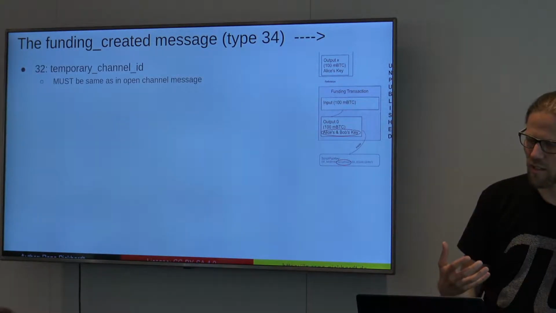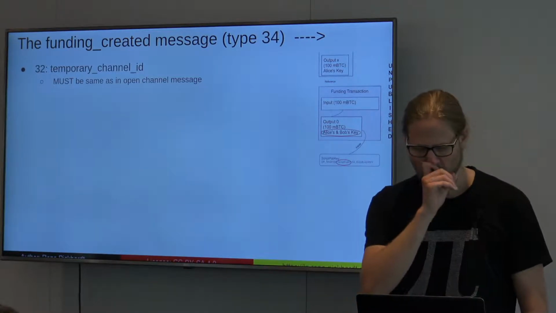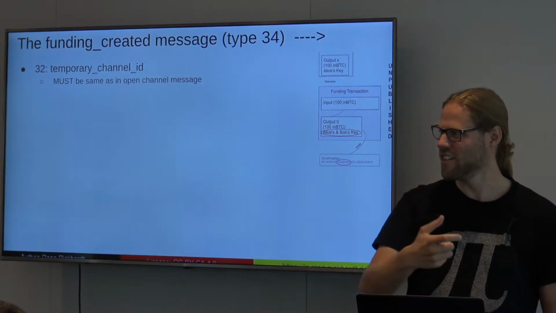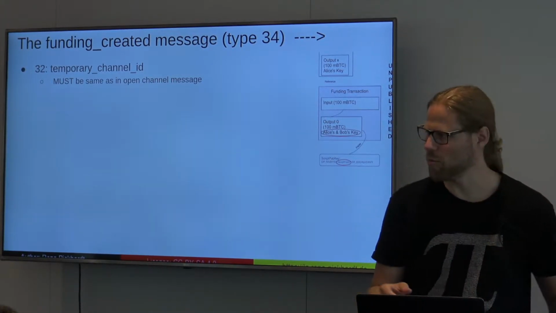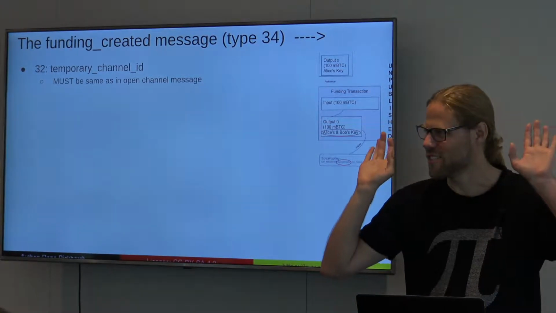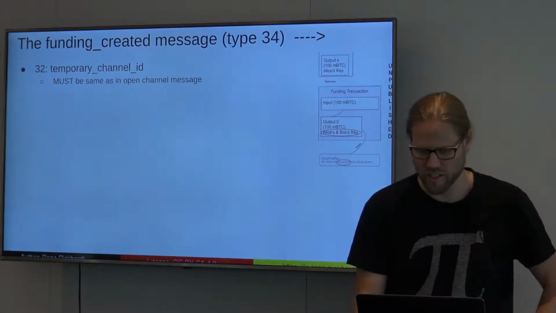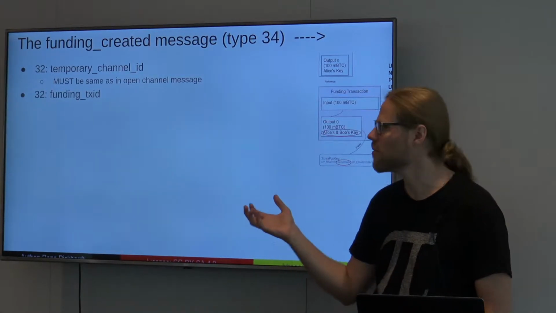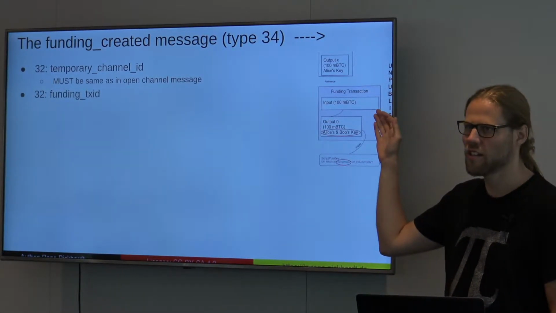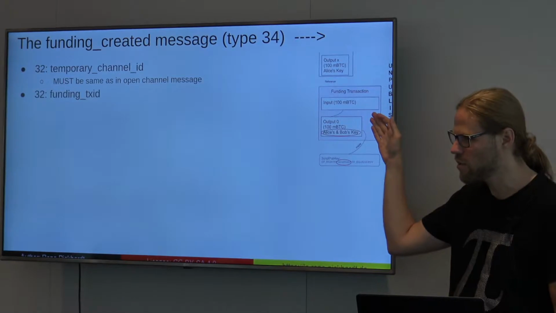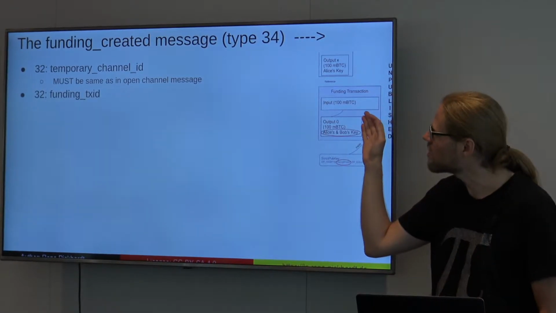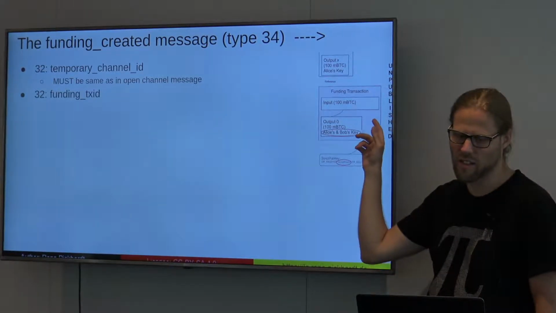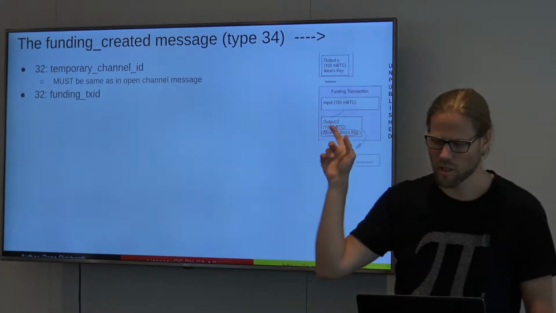So it still has a temporary channel ID, which must be the same as in the open channel message, right? She cannot just exchange this ID now. Then Bob would say, I don't know what to do with this ID. I did not agree to a channel with this temporary ID. Then there should be a funding transaction ID, even though the funding transaction is at this stage not supposed to be sent to the Bitcoin network. And Alice is also not sending over the funding transaction. She is sending the funding transaction ID to Bob.